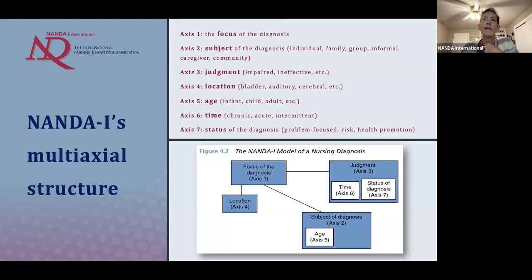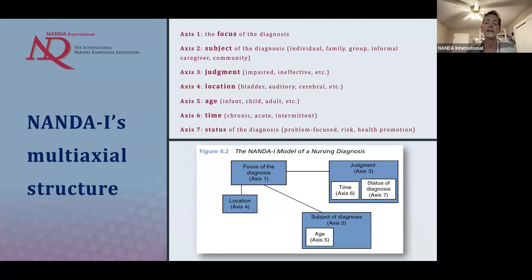Judgment is, what is it the nurse sees? Am I seeing that there is a process that is not as effective as it should be? And therefore we could call that ineffective. Am I seeing a potentiality in a patient? So this is a person who has the ability and the desire to move beyond their current state of health to a better one. So judgment terms help us to identify, is it a problem? Is it a potential risk diagnosis, or is it a potentiality or a health improvement diagnosis?